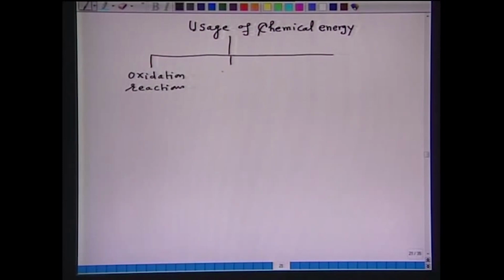Another is post combustion. Third, oxy-fuel burner, and fourth is carbon injection.